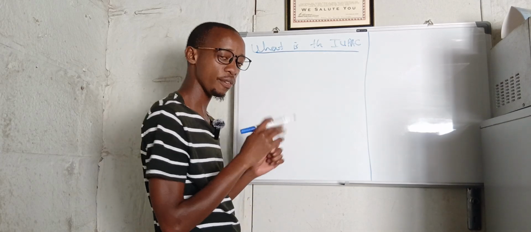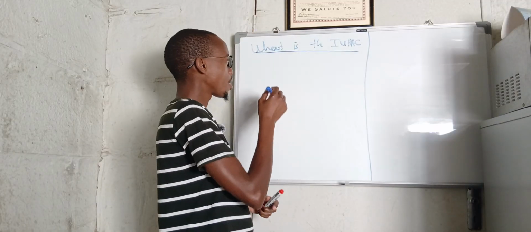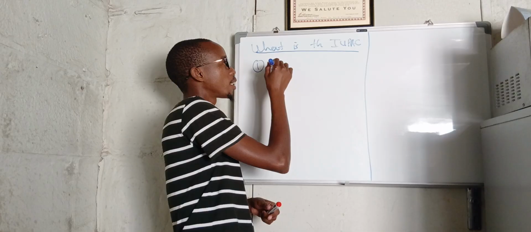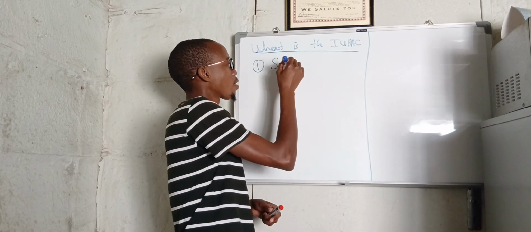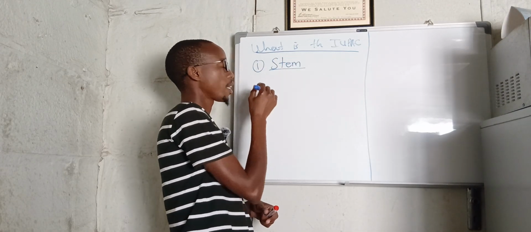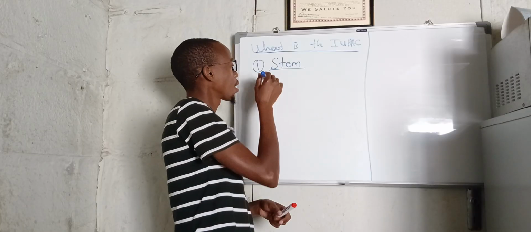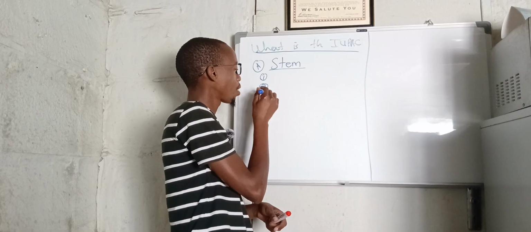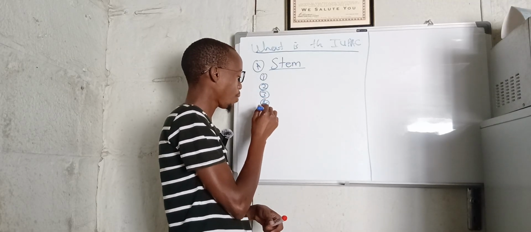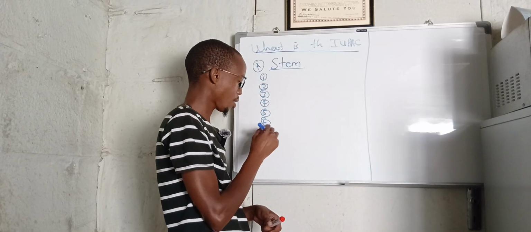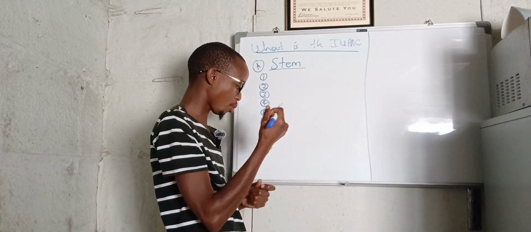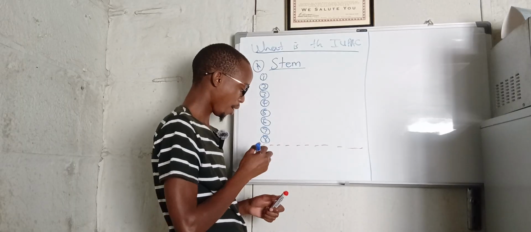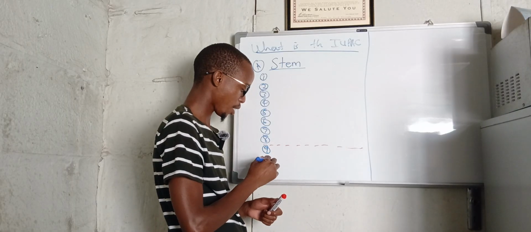So let's consider a few things before we get to name this molecule. Let me call the first one the stem. And then I'm going to write 10 of them. And let me call this one A. 1, 2, 3, 4, 5, 6, 7, 8. And then here I'm going to put a line. I'll explain why. And I have 9 and then 10.